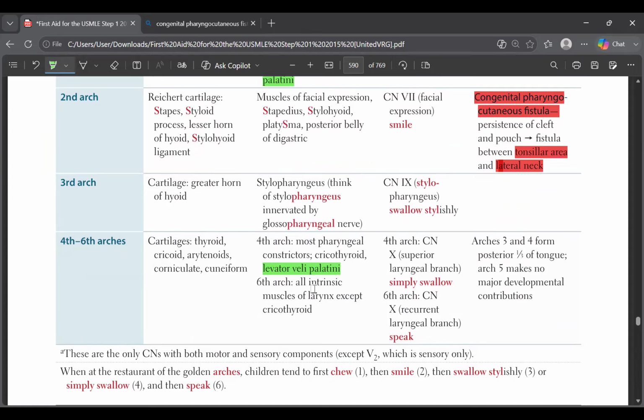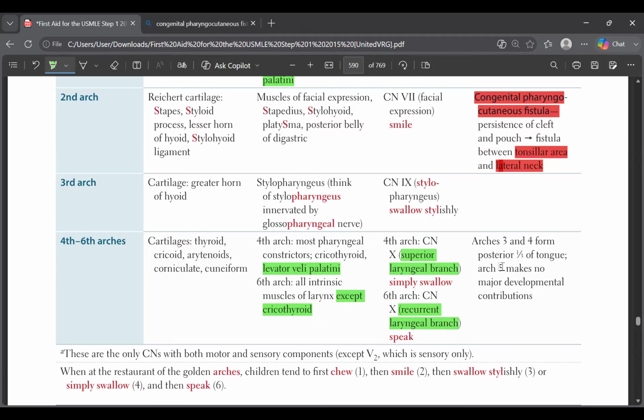And the sixth arch supplies all intrinsic muscles of larynx except cricothyroid. And Boot Camp said cricothyroid was really important because the Step likes to test exceptions. So larynx has 6 letters, sixth arch, all intrinsic muscles of larynx except cricothyroid. And fourth arch, most pharyngeal constrictors, cricothyroid, which is a laryngeal muscle not supplied by the sixth arch, and levator veli palatini. So the fourth arch supplies cranial nerve number 10, superior laryngeal branch of the vagus, and the sixth arch has the vagus recurrent laryngeal branch.